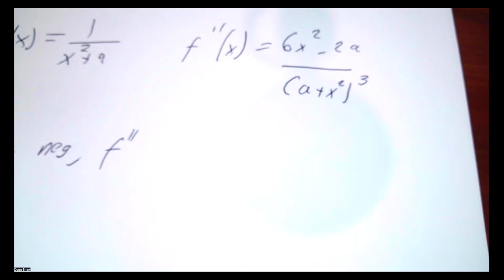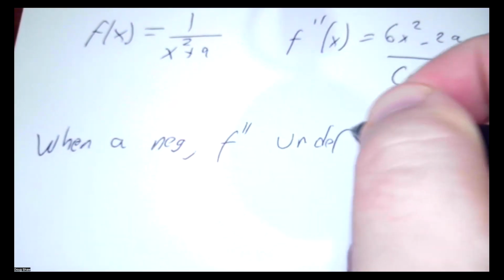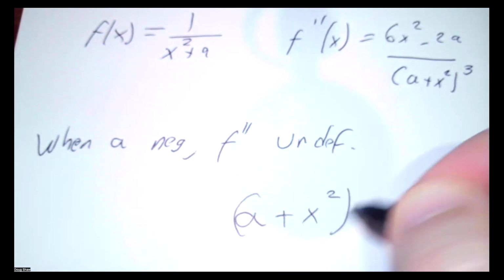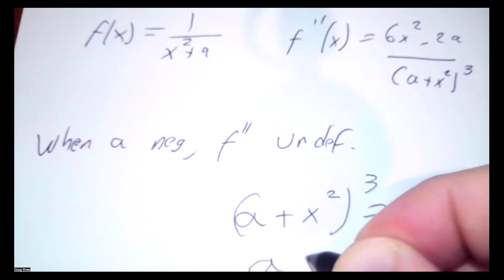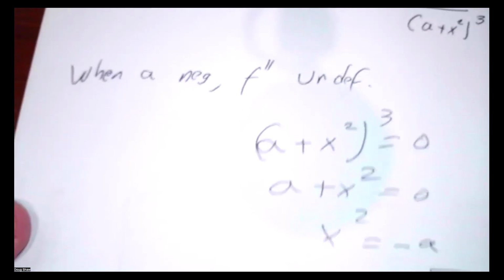So if a is negative, you're going to be undefined when this is 0. And remember, the possible points of inflection are where the second derivative is 0 or undefined. So that's (a plus x squared) cubed equals 0. A plus x squared equals 0. X squared equals negative a. X equals plus or minus the square root of negative a. And if this looks weird to you, it looks weird to me, but remember, a is negative. So if a is negative 6, then this is plus or minus the square root of positive 6. And that's okay.